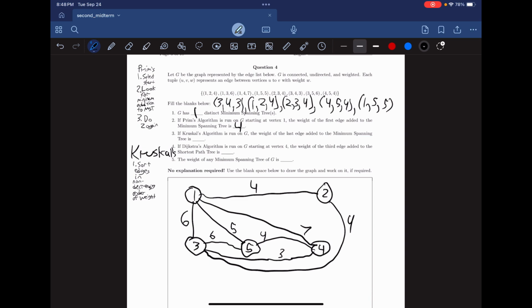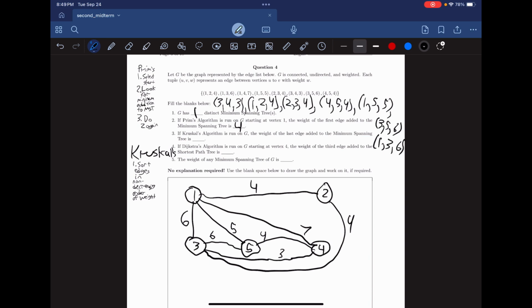So 1, 5, 5. Running out of room. For weight 6, we have 3, 5, 6. And for weight 7, our last edge is 1, 4. Oh, sorry, there's actually 2, 6 weight edges, 1, 3, 6 as well.